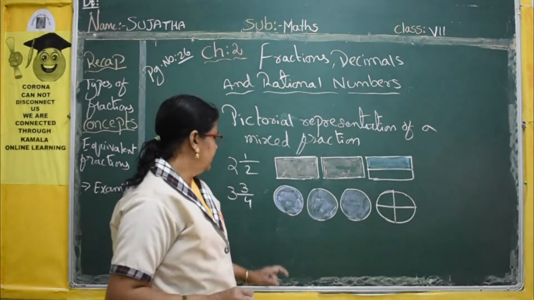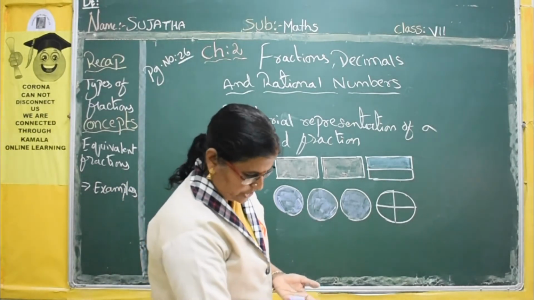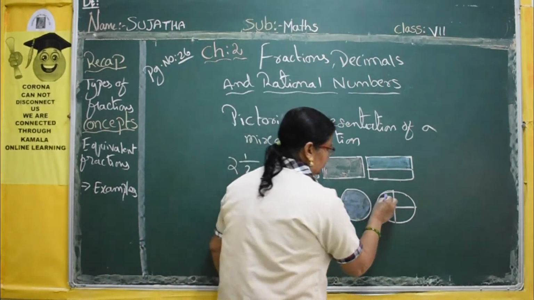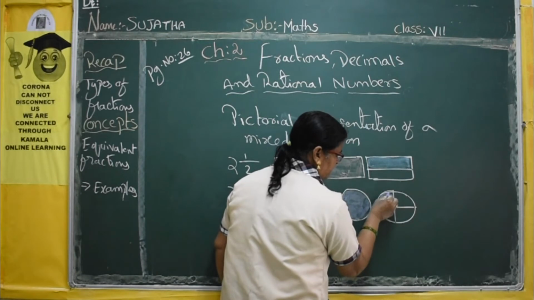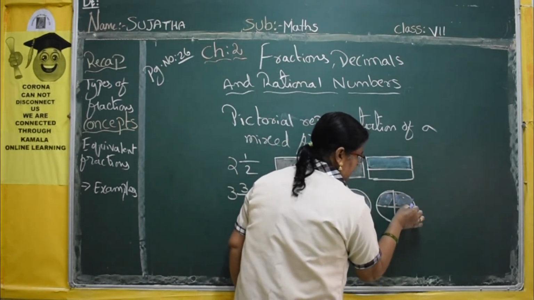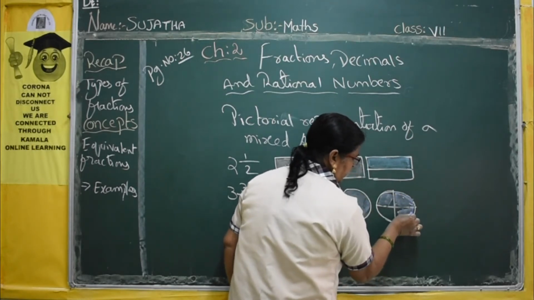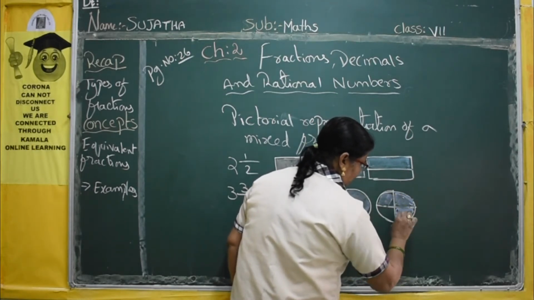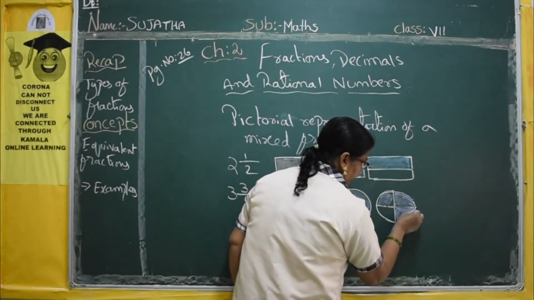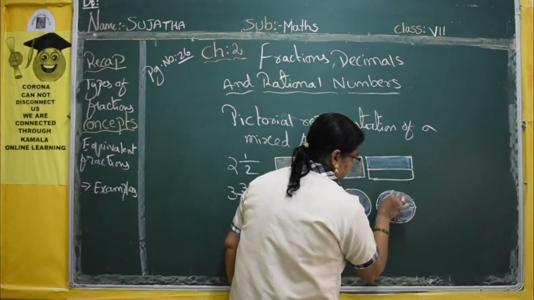Okay. Now, in that, what is the numerator? 3. So, 3 parts I have to shade. This is 1, this is 2, and this is 3. Out of 4, 3 parts are shaded.